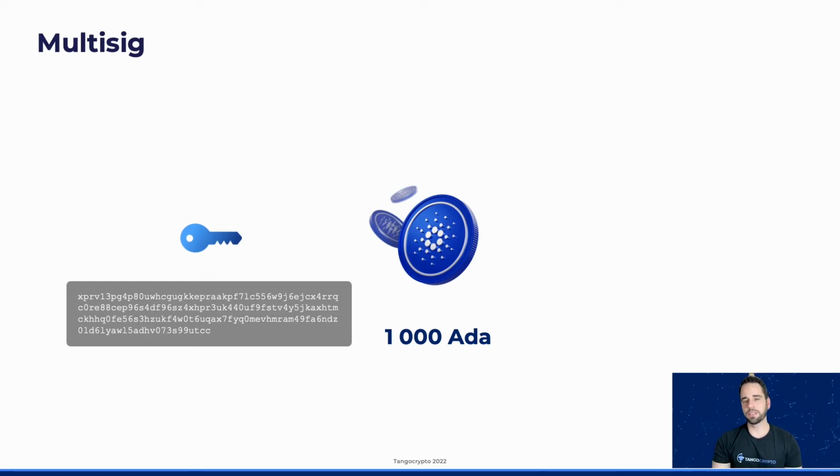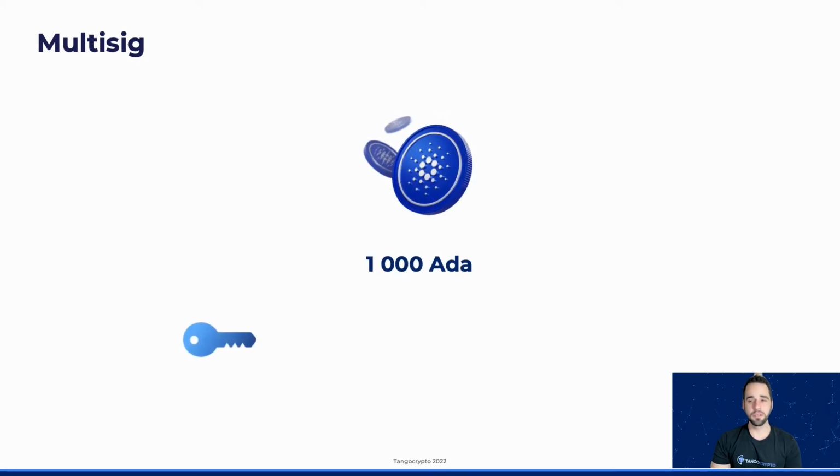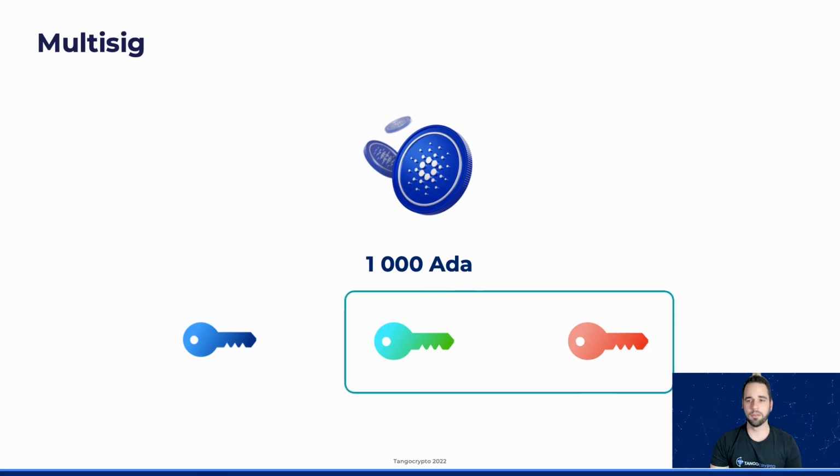So this led us to the question: how do you increase security? Because if you only have one key and you lose it, then you lose access to your funds forever. One of the solutions for this is multisig. Let's say I have 1000 ADA, and instead of having one single key that controls that 1000 ADA, I'm going to create a multisig address, and I will split the control into three different keys. And I will set a rule that says you need at least two of these keys in order to move any of that 1000 ADA.